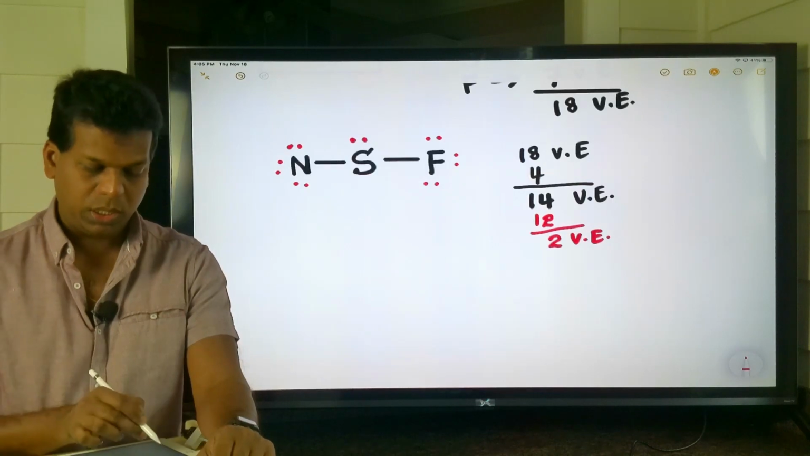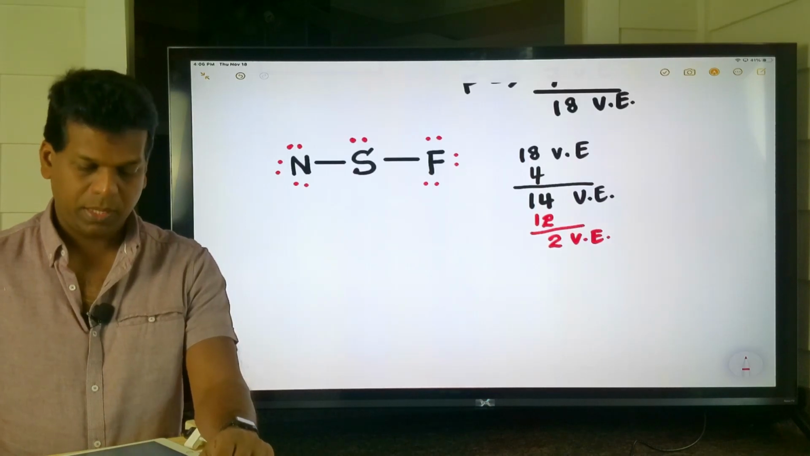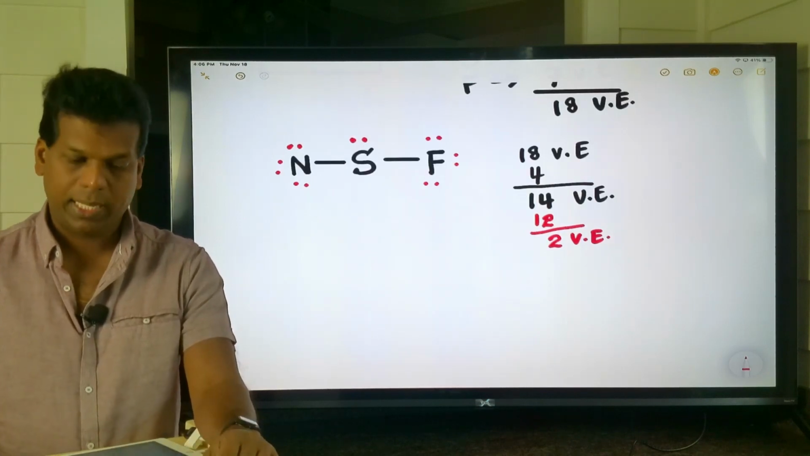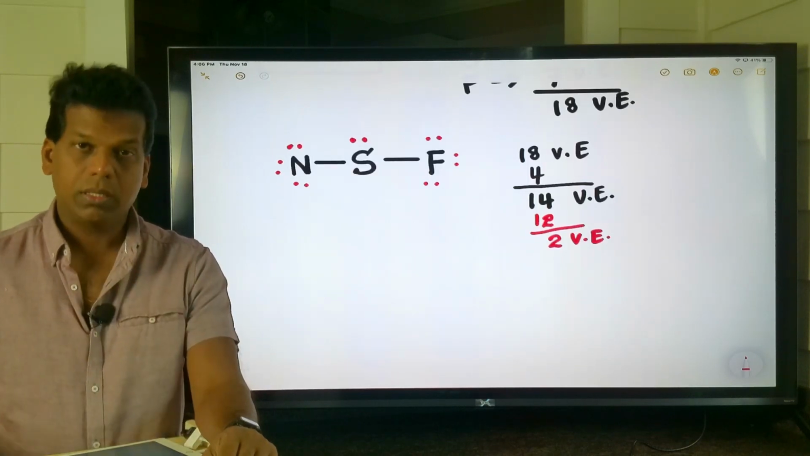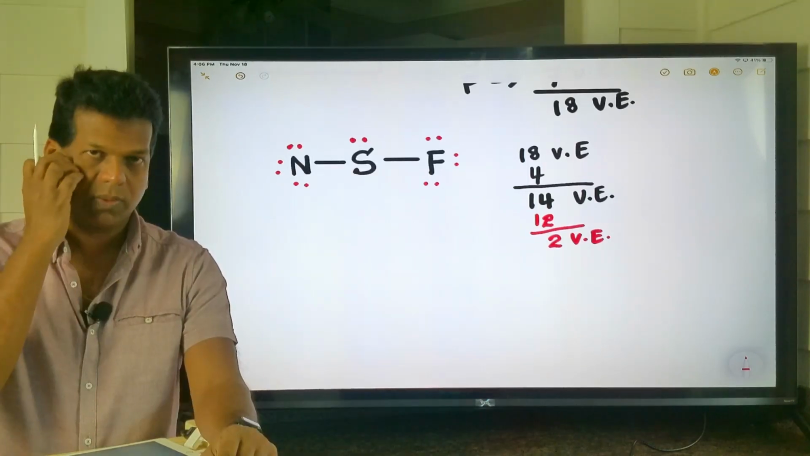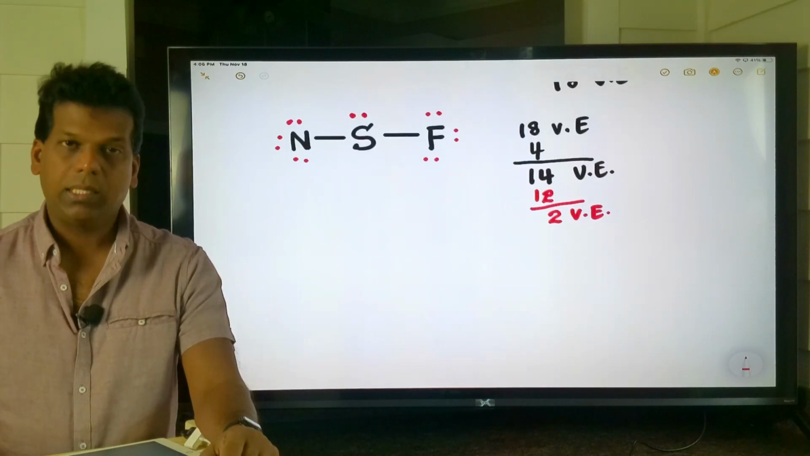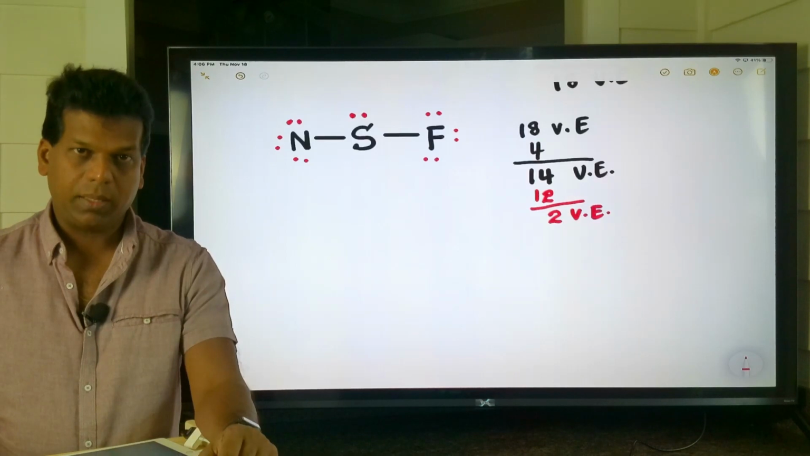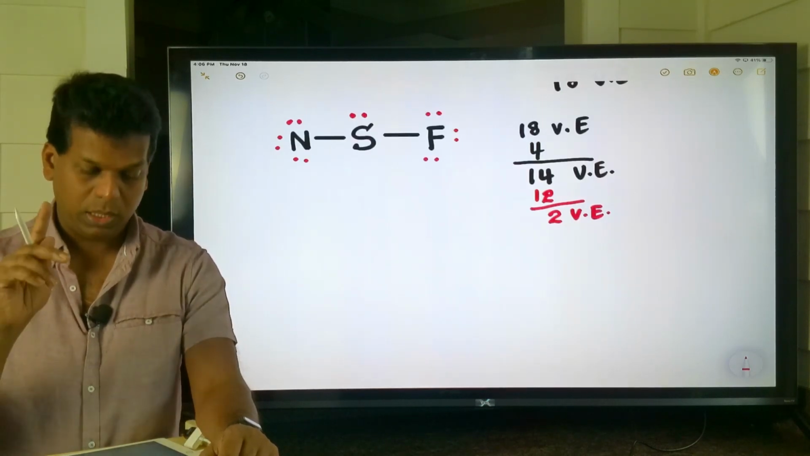So if you look at nitrogen, nitrogen has 8 electrons, 6 plus that bonding electron, 2, 8. Fluorine has 8 electrons, 6 dots plus 2 bonding electrons, 8. If you look at sulfur, sulfur has 2 dots plus 2 bonds, 6 electrons. The octet of sulfur is not complete, so we have to complete it. How can you give sulfur 8 electrons? By making a double bond between sulfur and a terminal atom. But here I must make the double bond between sulfur and nitrogen, not fluorine. I'll tell you why in a second.